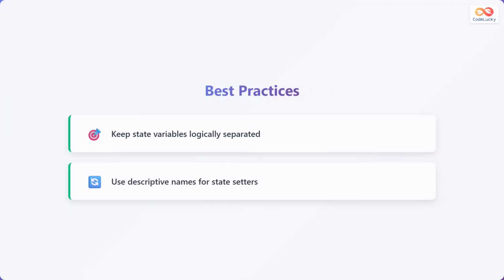To wrap up, here are some best practices for working with multiple state variables. First, keep state variables logically separated. If 2 pieces of data are unrelated, manage them with separate useState hooks. Second, use descriptive names for state setters. Instead of generic names like setValue, use names that clearly indicate what state variable is being updated, such as setName or setLoading. This makes your code more readable and easier to understand.